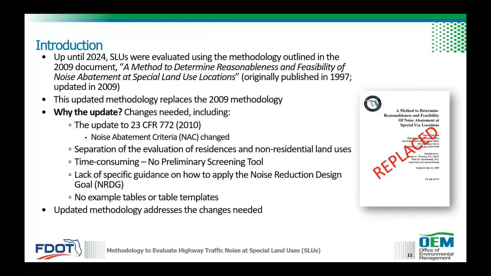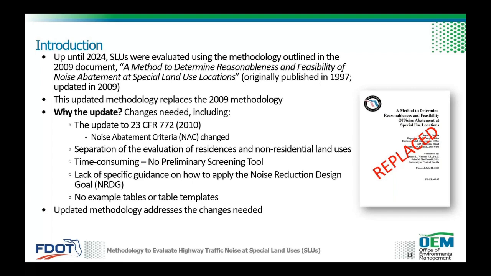So up until 2024, special land uses were evaluated using a methodology outlined in the 2009 document titled A Method to Determine Reasonableness and Feasibility of Noise Abatement at Special Land Use Locations. Importantly, this updated methodology we're discussing today replaces the methodology last published in 2009.